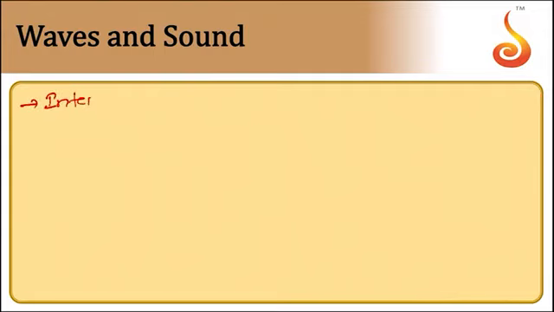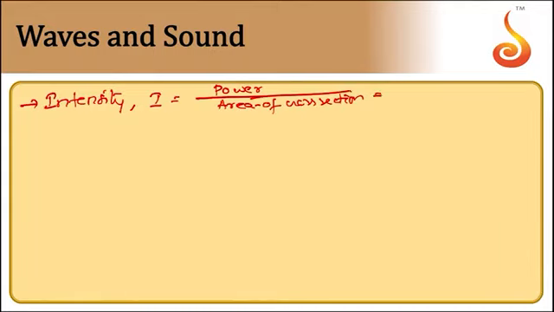Intensity. Intensity I is given by power divided by area of cross section. And that is equal to half rho omega square a square v. Sorry, this can also be simplified. You can write as half rho, (2 pi f) whole square into a square into v. So you can simplify it and write it in terms of frequency as well.